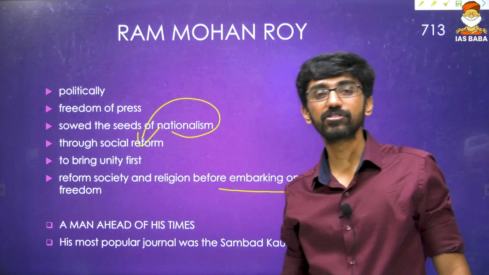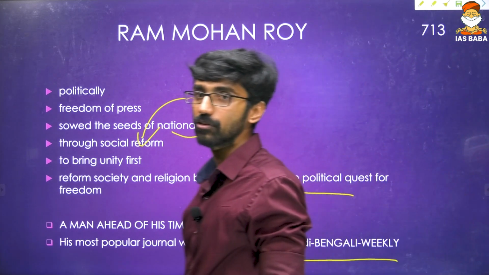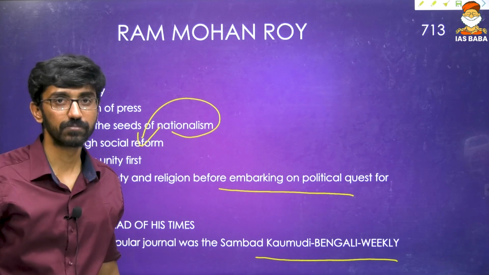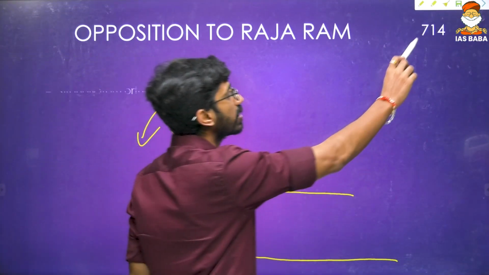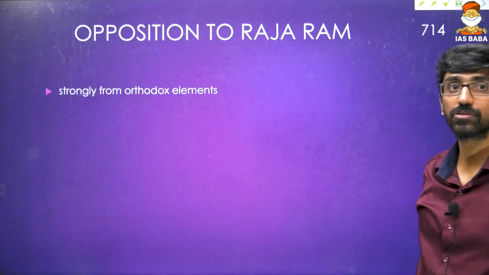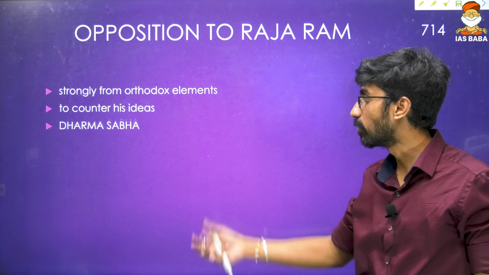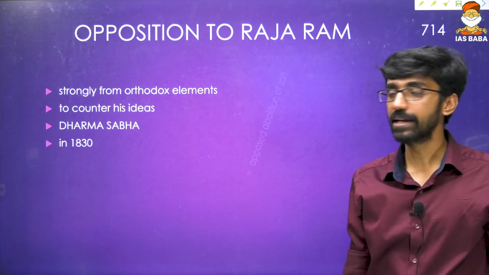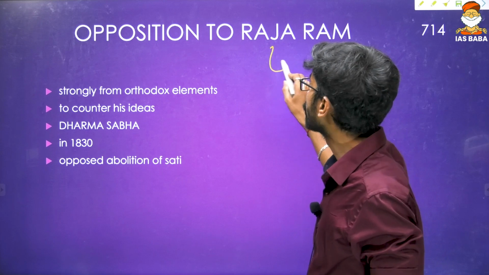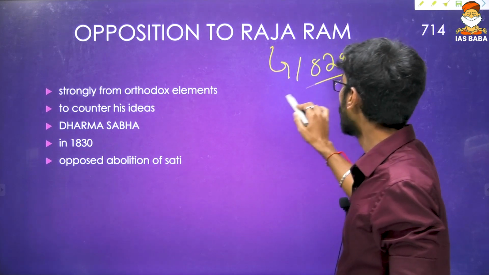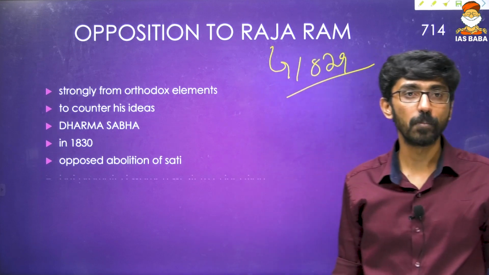His most popular journal was Sambad Kaumudi in Bengali. It was a weekly journal, brought out by Raja Ram Mohan Roy. So this is majorly about Raja Ram Mohan Roy, and there was some opposition to him. His ideas were strongly opposed by the orthodox elements of Indian society. To counter his ideas, they established a Sabha called the Dharma Sabha in 1830, and it opposed the abolition of sati, because Raja Ram Mohan Roy had worked for its abolition in 1829. It's a Bengal regulation, later expanded to Madras and Bombay also.